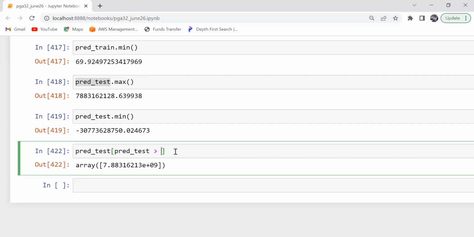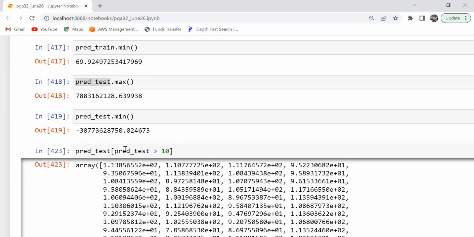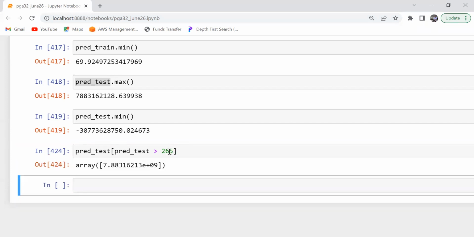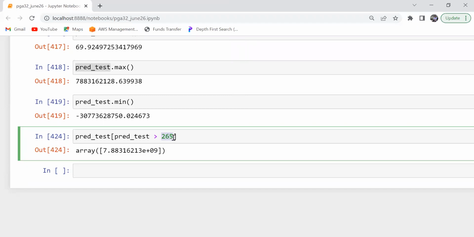इसको कुछ ऐसे देखो, suppose अगर मैं यहाँ पे बोलूँ greater than 10, so you will not get so many values. So when I say 265, it means I am selecting all those values for which the prediction was more than 265. Can you notice there is only one value which is causing this problem? सिर्फ एक ही ऐसा नंबर आ गया है जो इतना प्रॉब्लम क्रिएट कर रहा है.